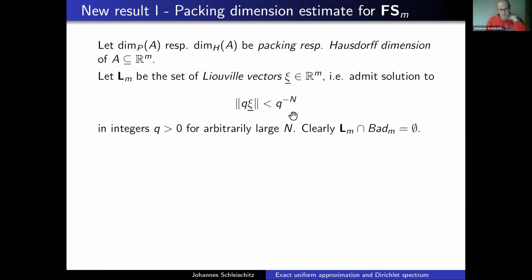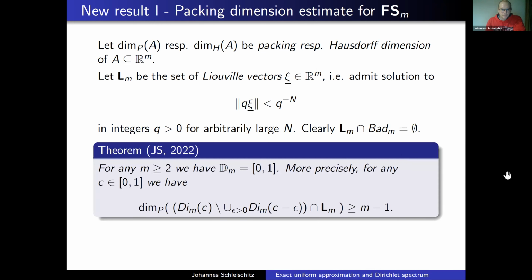No matter how large n is, you can always solve this in Q. And they should be irrational. Normally you don't consider rational vectors as having this property; you wouldn't call them Liouville vectors. So let's say R^m without Q^m. It's clear that they are on the completely opposite side of the spectrum from the badly approximable numbers, so they have empty intersection with Bad.